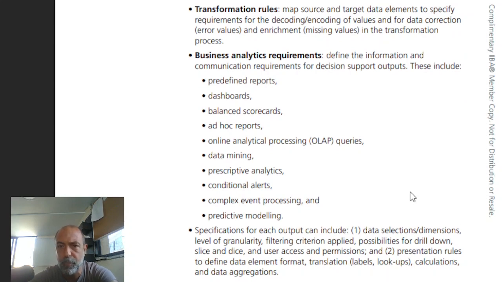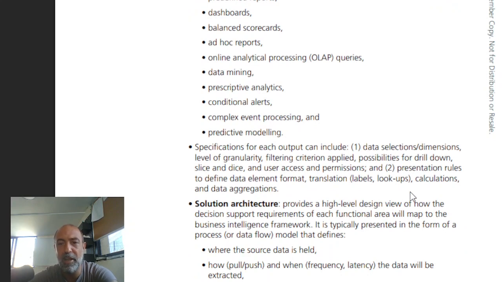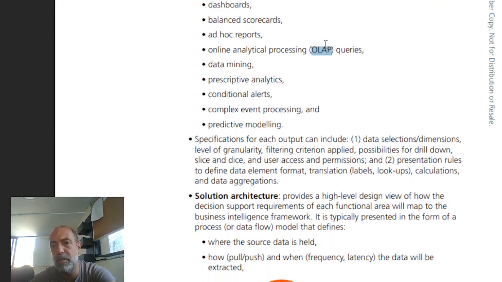These include predefined reports, dashboards, balanced scorecards, ad hoc reports, online analytical processing, queries, data mining. A query is basically like a request. So OLAP is like an API where you click on it and the program, I don't know, think of it as a prompt for an API. And when you're talking to AI and you prompt it, it goes and searches for something. But a query is basically a more specific one.